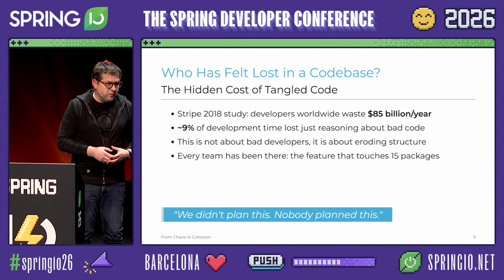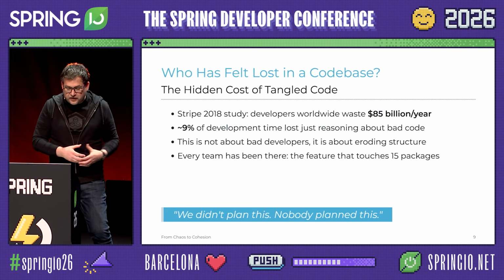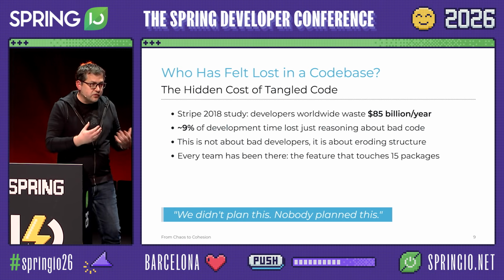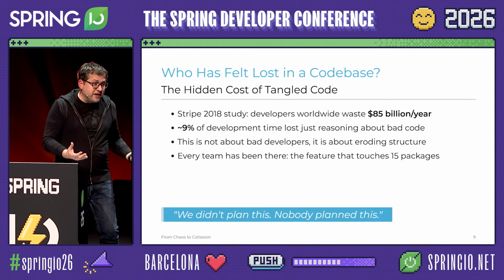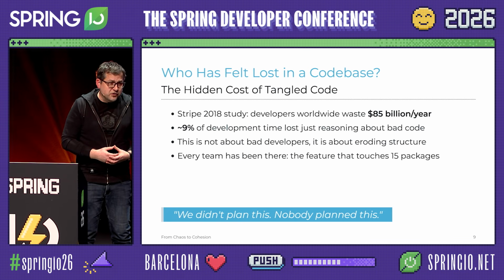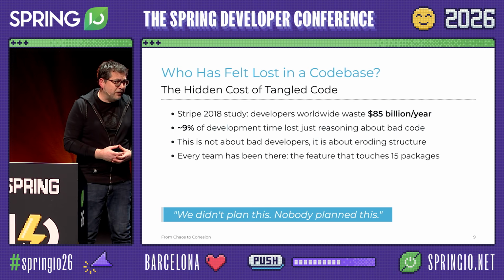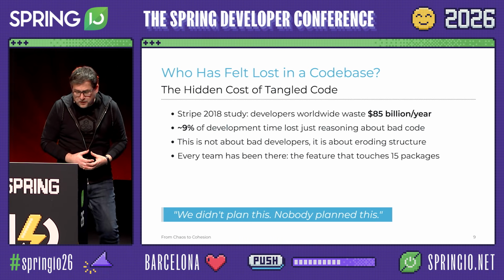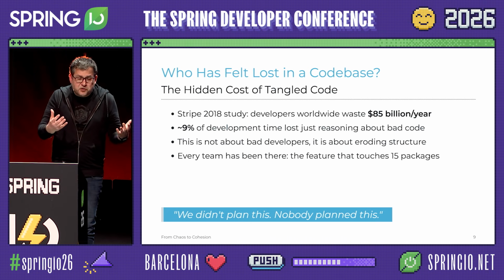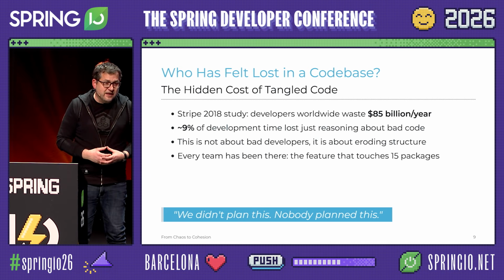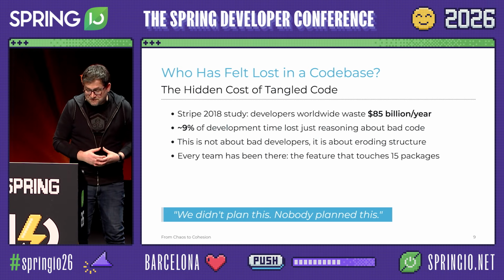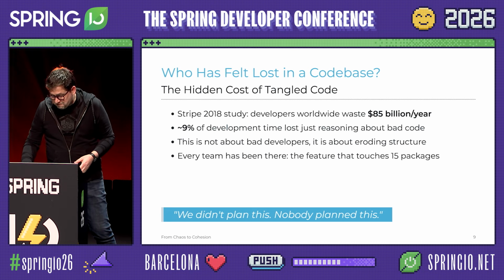These were not bad developers, but we know that software erodes over time and the structure just disappears for many reasons. And you have probably been there, adding a new feature to your application and you have to touch about 15 packages, right? That's just too much. That shouldn't be the way. Maybe you touched certain parts of your code base which were not meant to be touched because they serve a different purpose. And we could also say nobody really planned for this, right? It just happened in a way.